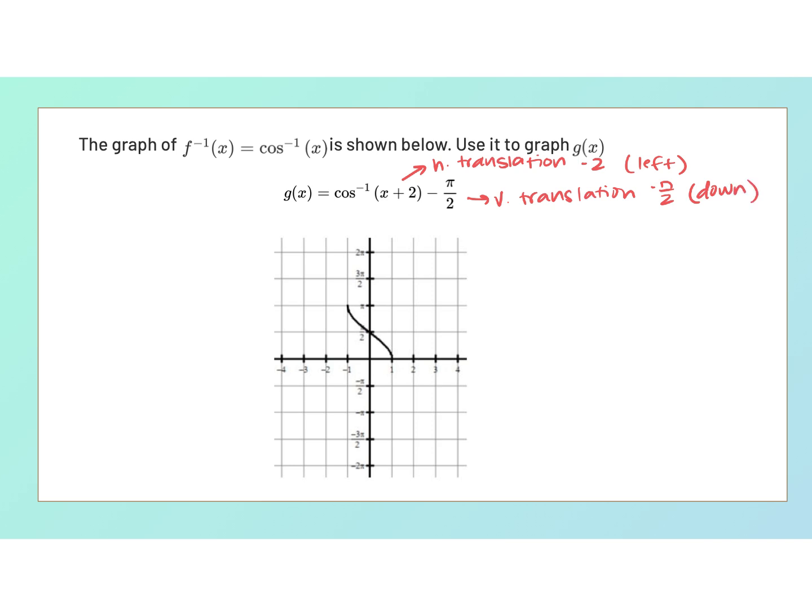Between horizontal and vertical translations, you can apply them in either order. You can do either shift first. I'm going to start with the horizontal one. So first I'm going to move all of these points to the left by 2 units. So that's 2 of these tick marks. And then next, I'm going to shift them all down by π/2.